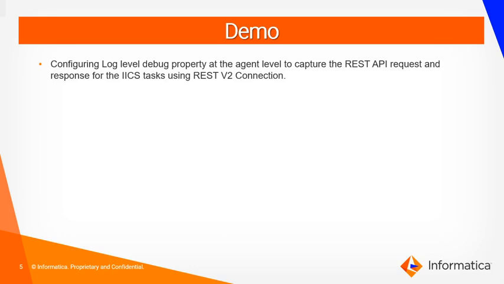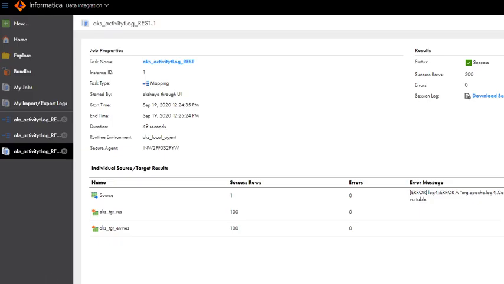Now let me show you a quick demo on configuring the log level debug property at the agent level to capture the REST API request and response for the IICS task that uses REST V2 connection. I have a task here that fetches activity log entries using IICS REST V2 connector. Now I would like to look at the REST API request and response that this task makes.